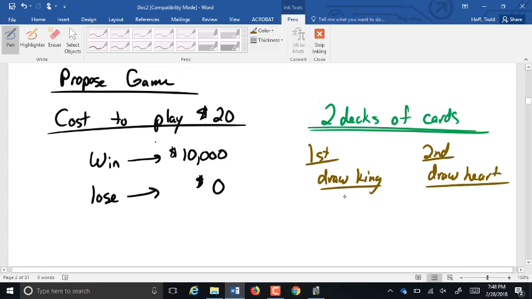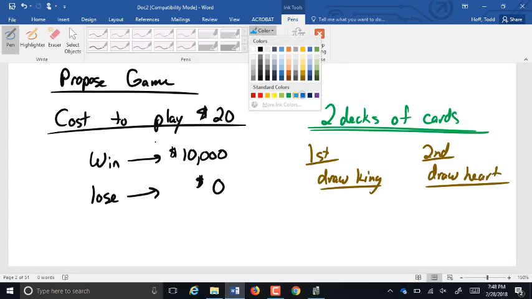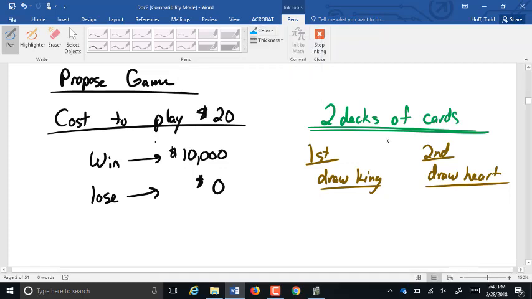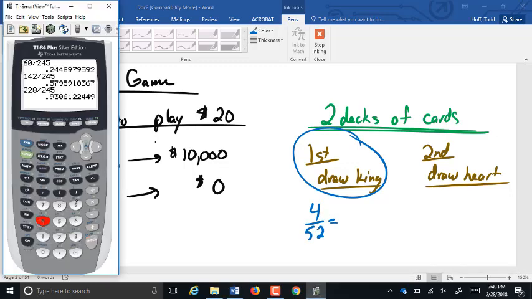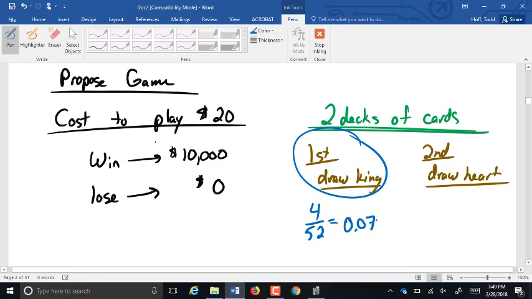Well, what is the probability of drawing a king? How many kings are there? 4 out of... well, this is only 1 deck. This is the first deck, right? So there's only 4 kings out of 52 cards. 4 divided by 52 is 0.0769. How about the hearts? How many hearts are there? 13, right? Ace through king out of 52. So 0.25 is that probability.